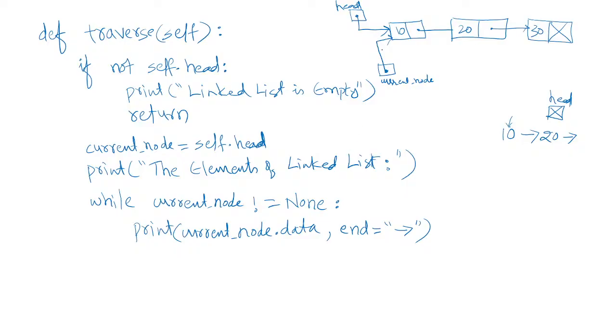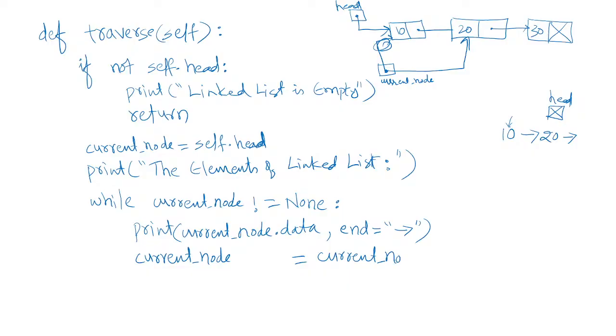Once the first node is printed, you make the current node go to the next node. Just move the current node to the next node. How can you move? Current node is equal to current node dot next.